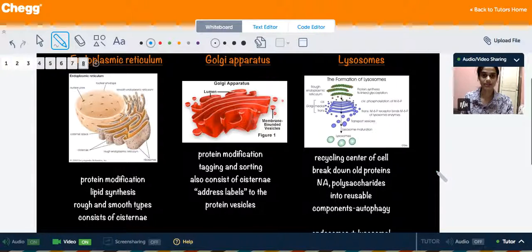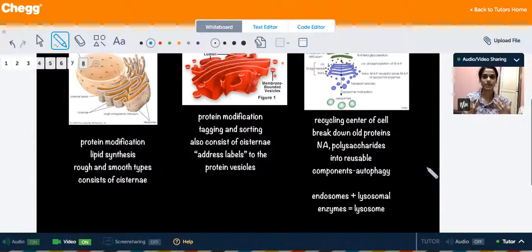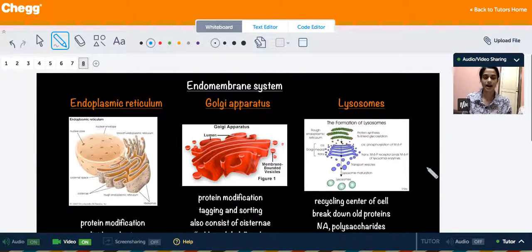And lastly, you have the lysosomes, which are basically the recycling bin for the cell. So all the old and breakdown products of proteins are degraded, and they are recycled, and they are turned into components that can be reused by the cell. And this is called autophagy. How lysosomes are formed is that you have an endosome, which combines with the lysosomal enzymes from the Golgi apparatus to form a lysosome. So that's a little bit about the endomembrane system.